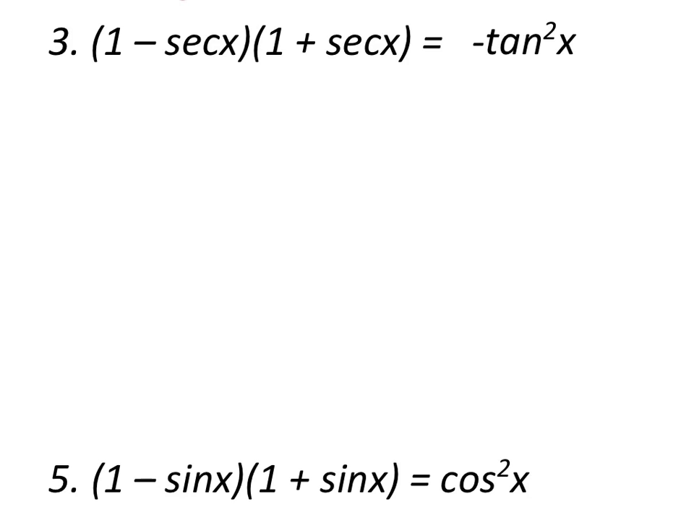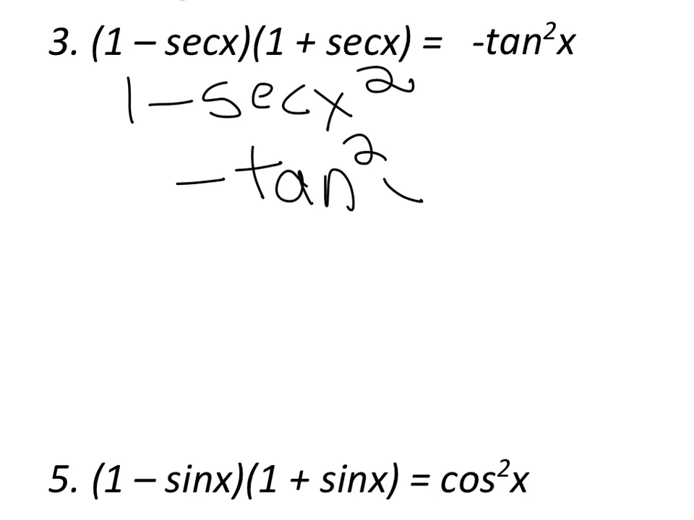On number 3, what do we notice? We notice that we have conjugates, so I'm just going to multiply those together. So I know when I multiply conjugates, the middle terms cancel out, so I'm going to end up with 1 minus secant squared. But that reminds me to look at my little cheat sheet, and I notice that 1 minus secant squared isn't up there, but secant squared minus 1 is. So secant squared minus 1 is tangent squared, so 1 minus secant squared is going to be minus tangent squared. And I got that one done in 2 steps. It's exactly what I wanted it to look like.